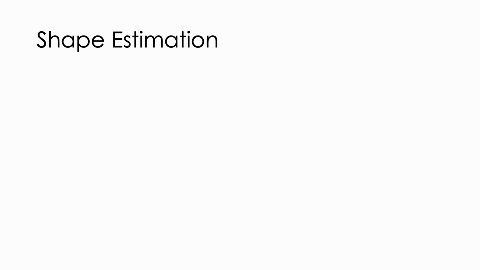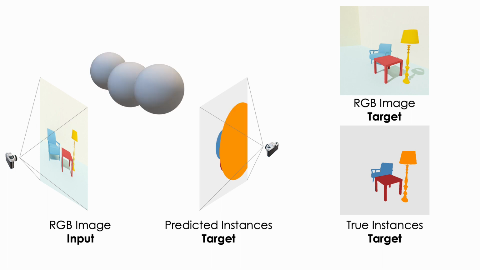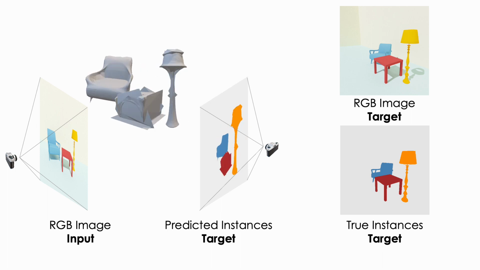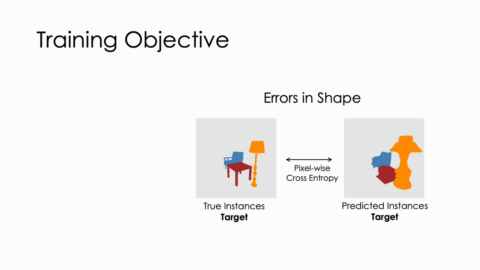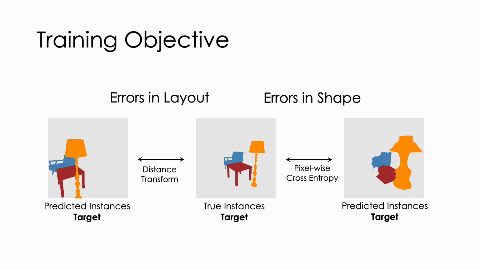The same holds for shape estimation. As the model figures out what the right shapes are, the objects can take any shape. We define a training loss that captures errors in shape with a pixel-wise cross-entropy loss, and errors in layout with a distance transform, such that useful signal propagates through the model when objects appear anywhere in the target view. You can find more details about the implementation of these losses in our paper.